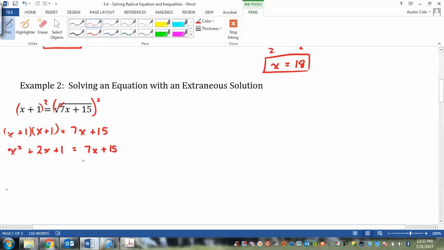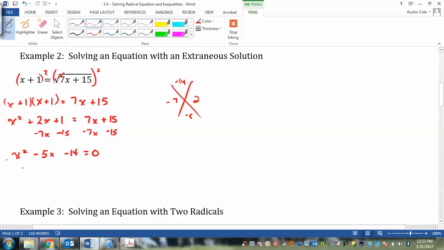So I'm going to move everything over to the left. I'm going to minus 7x, and I'm going to minus 15. So I'm going to get x squared minus 5x minus 14 equal to 0, and now I'm going to try to factor it. Is this factorable? Yeah, it is. Factors of negative 14 that add up to negative 5 are going to be negative 7 and 2, right? So this is factorable. I'm going to make this an x, make this an x, x minus 7 times x plus 2 equals 0. So that means my x value is going to equal 7, and x is going to equal negative 2.